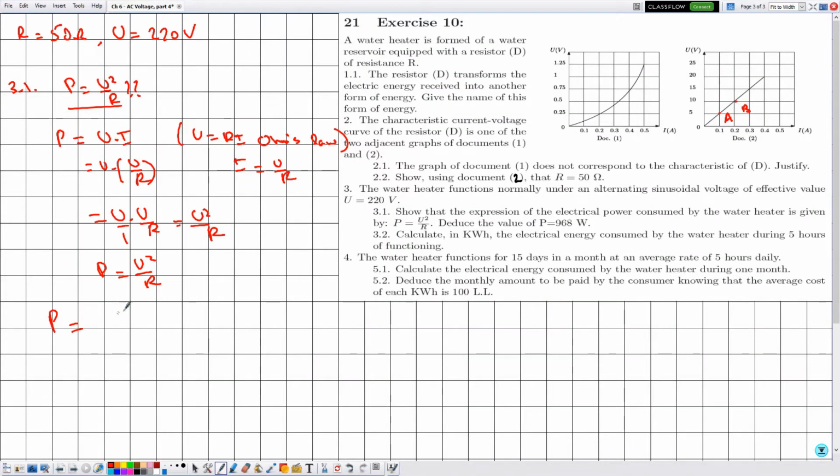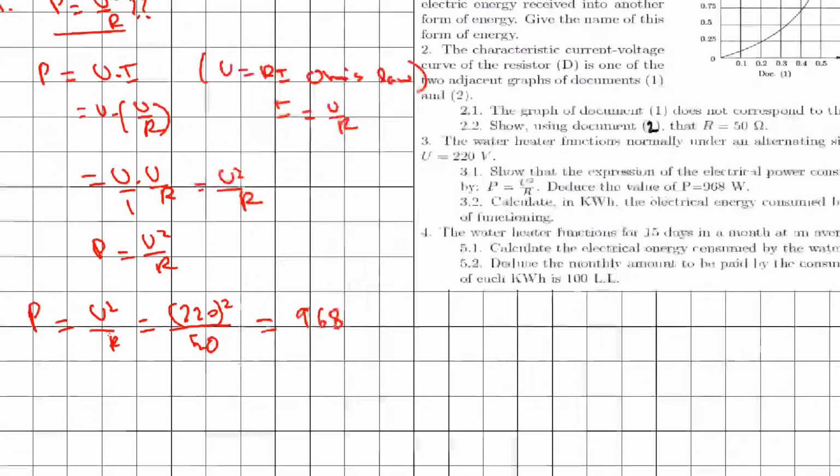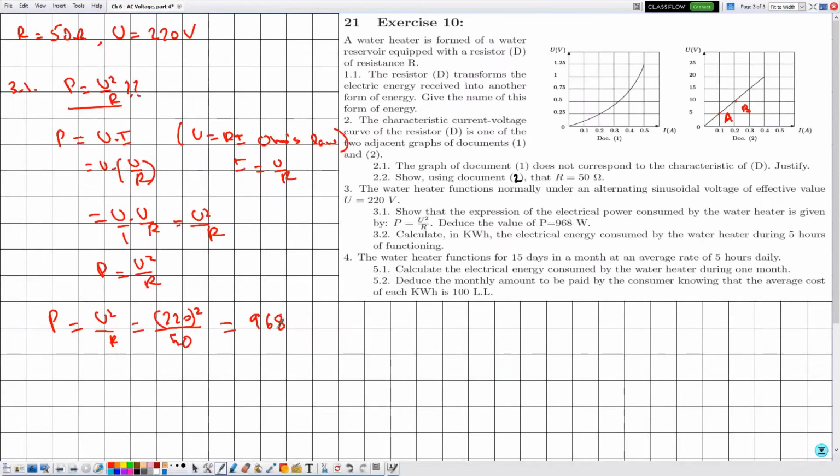Then in this case P, which is equal to U squared divided by R, the value of U is given by 220 and the value of R is given by 50. Plugging this expression on the calculator, then the value of P is given by 968. Since both U and R are expressed in the SI, the value of P will be in the SI, which is watts. Then the value of P is given by 968 watts.